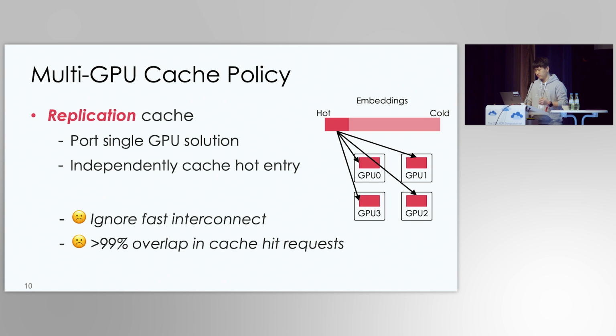Regarding cache policy, several systems build a replication cache on the multi-GPU platform. These systems take the cache designed for a single GPU platform and directly port it to a multi-GPU platform. Therefore, each GPU independently caches the hottest embeddings. This causes a lot of overlap in the access load that can be covered by the cache of each GPU. As a result, the fast interconnects on the multi-GPU platform are wasted.